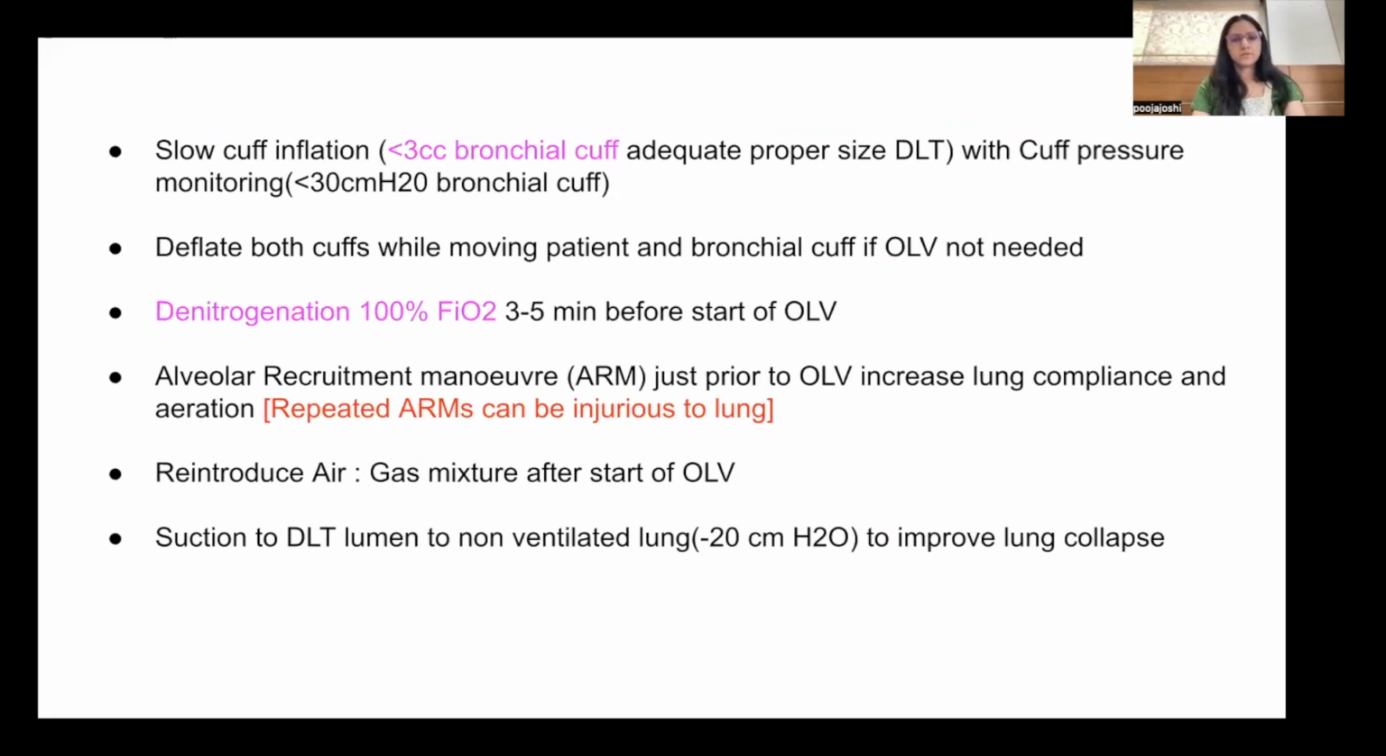Denitrogenation with 100% FiO2 3 to 5 minutes before starting one lung ventilation. Alveolar recruitment maneuvers just prior to beginning of one lung ventilation help increase lung compliance. After the start of one lung ventilation, you can reintroduce the air-gas mixture. You can suction the DLT lumen to improve lung collapse in the non-ventilated lung.